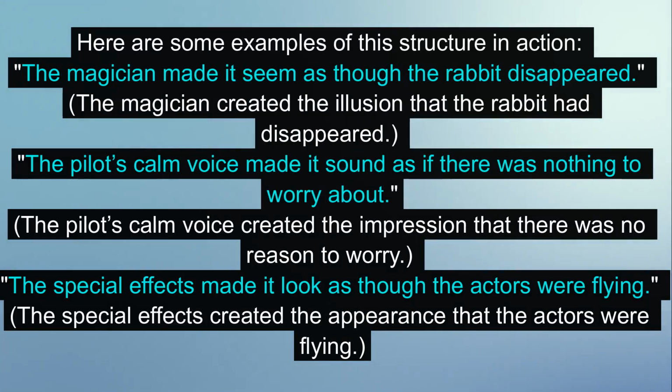Here are some examples of this structure in action. The magician made it seem as though the rabbit disappeared. The magician created the illusion that the rabbit had disappeared. The pilot's calm voice made it sound as if there was nothing to worry about. The pilot's calm voice created the impression that there was no reason to worry.